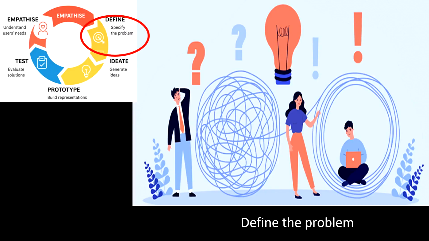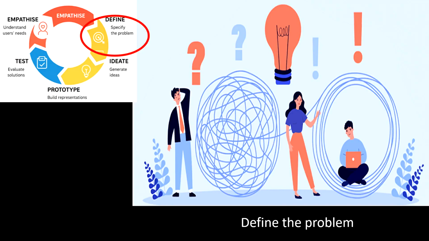The second one is about defining the problem. Well, after you having listened and observed the end users or the society, what do you do? You have to now clearly describe what the real problem is. This step, I would say, is like drawing a map before you go on a journey. You need to know where you're going. You need to define the problem very clearly.